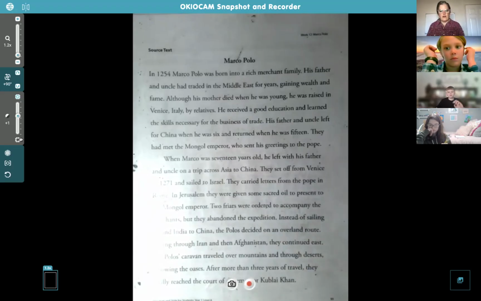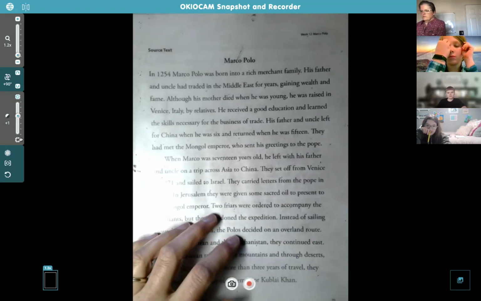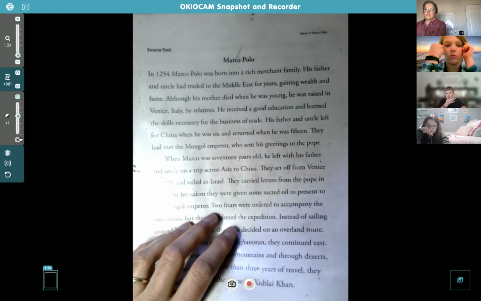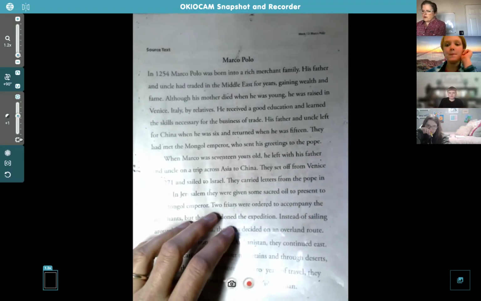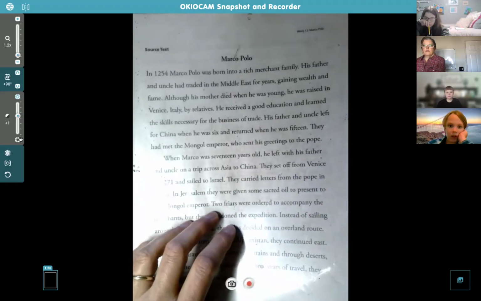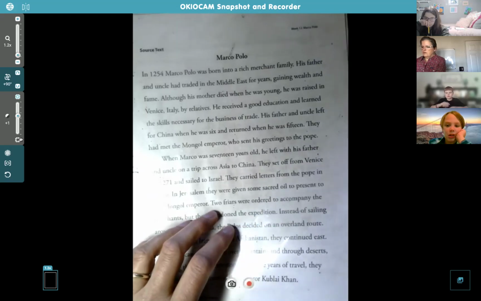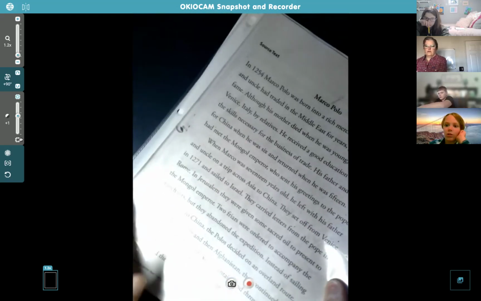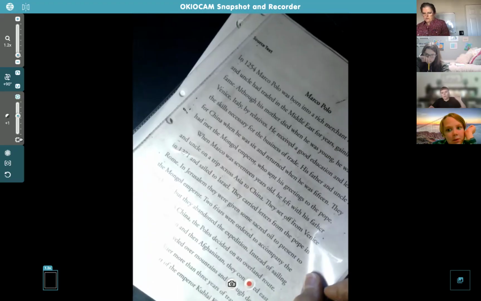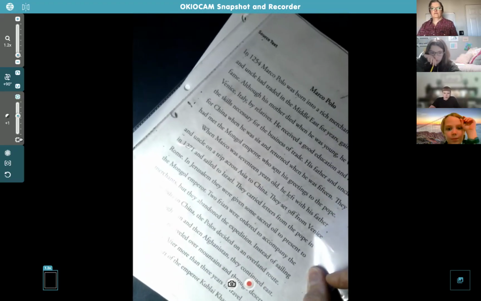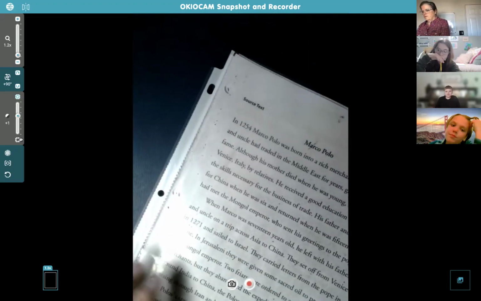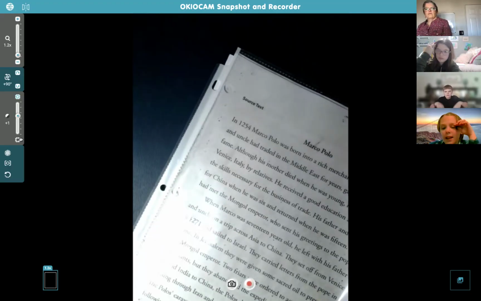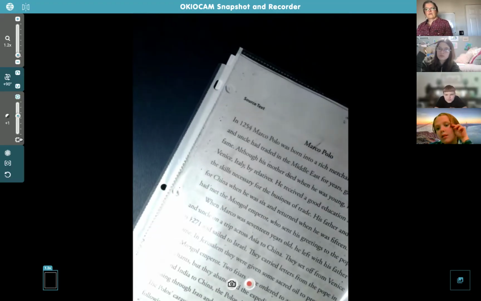So what do you think this paragraph is mostly talking about? What would you say? Any ideas? I mean, it talks about when he was born. Maybe we should name this paragraph like beginning or something like that.